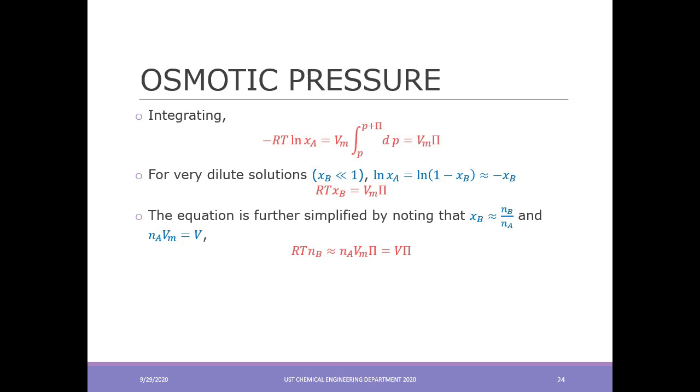You may observe that this equation is similar in form to the ideal gas equation. Isolating the osmotic pressure pi and defining that moles of B divided by the solution volume is just equal to its molarity, we get the equation for osmotic pressure equal to the molar concentration of B times RT, and this relation is called the van 't Hoff equation and is valid only for ideal solutions.